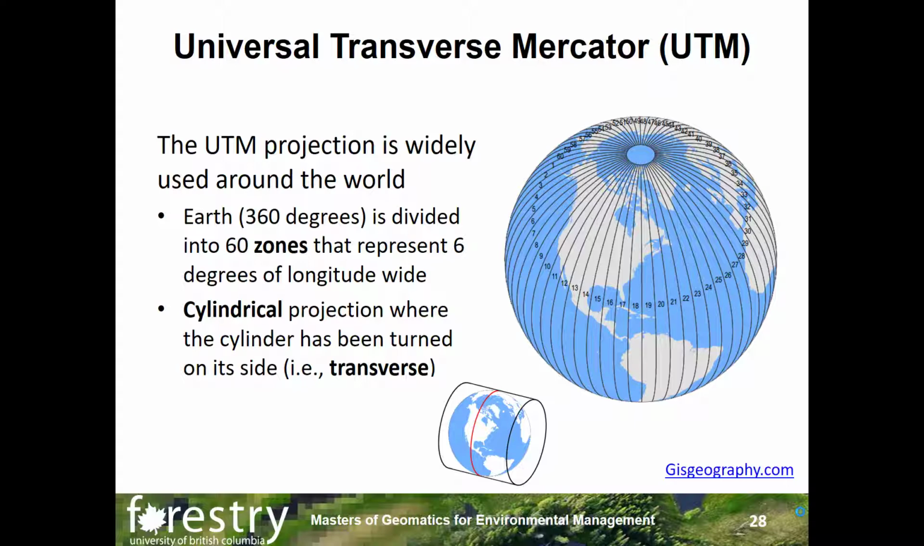The UTM projection is actually 60 different projections. So instead of just being this one cylindrical projection that has one tangent, we actually rotate this cylinder around Earth 60 times and we generate 60 different zones. And each of these zones is divided by 6 degrees of longitude. 60 zones times 6 degrees of longitude gives us 360 degrees of our spherical Earth.